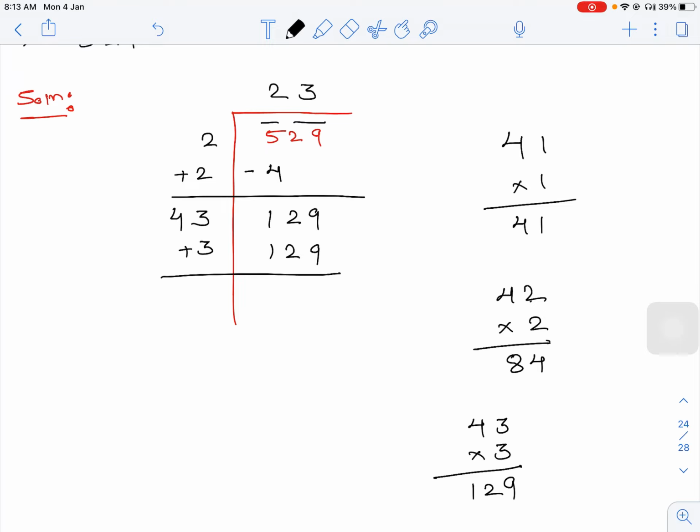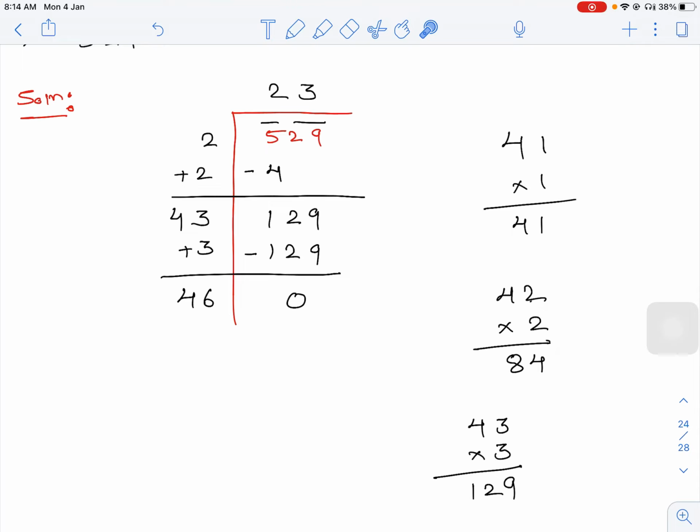and here our regular subtraction of division. So now 129 minus 129, our remainder will be 0. And 43 plus 3, our answer will be 46. Remember that when we are getting this remainder 0, this number is always double of our quotient. That is, the divisor is always double of this quotient.